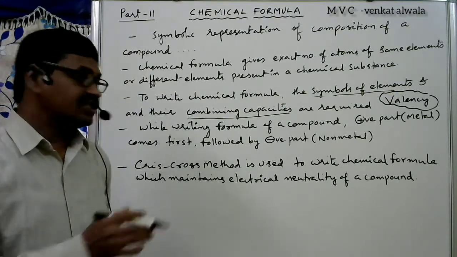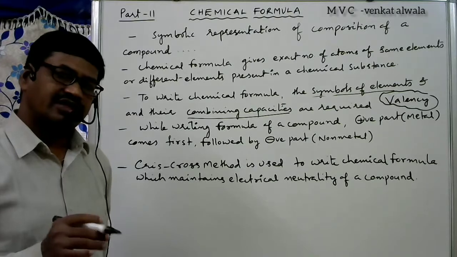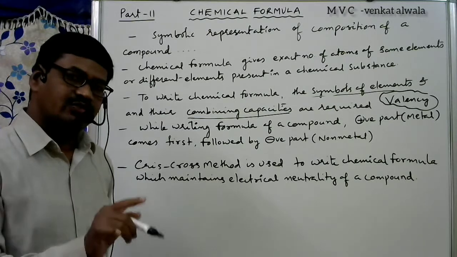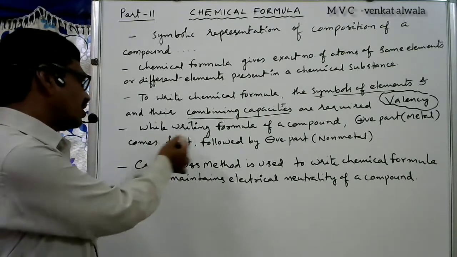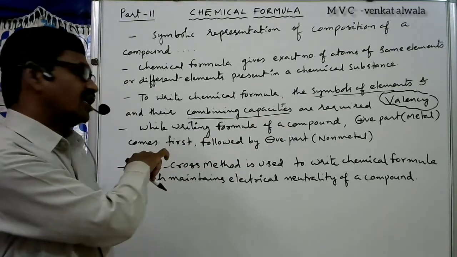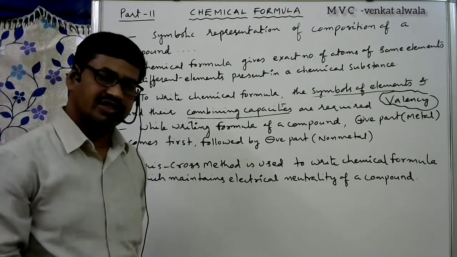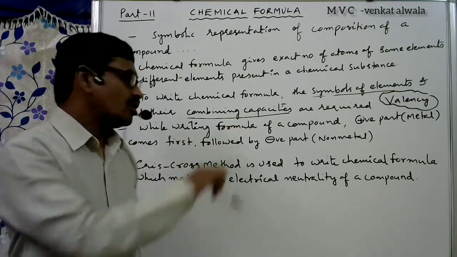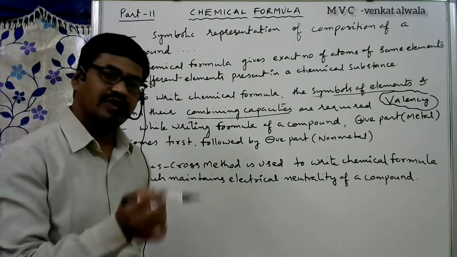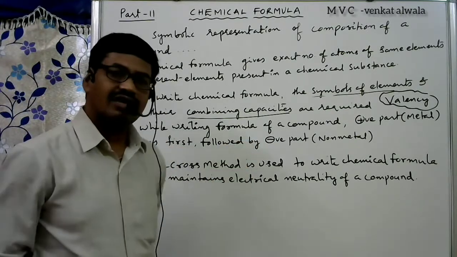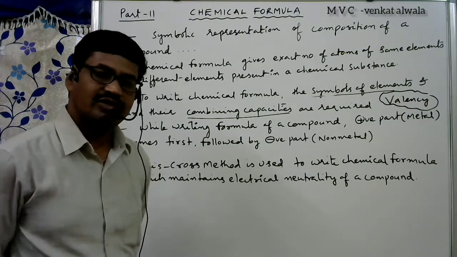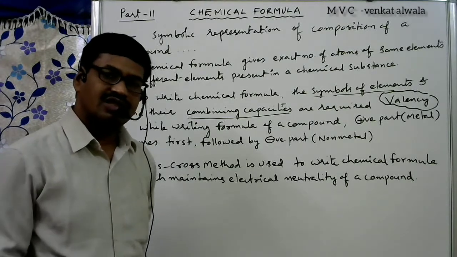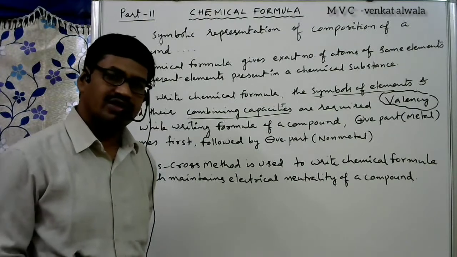Okay, if you see any compound, always the positive part will be first and the negative part comes next. So while writing the chemical formula of a compound, the positive part, otherwise metal, comes first. Generally metals are electropositive, we have discussed it. Non-metals are electronegative. So the positive part, that is metal, comes first, followed by the negative part, which is nothing but non-metal. You know, sodium chloride. Sodium chloride means what? NaCl. In NaCl, sodium is electropositive and Cl is electronegative. Sodium is the positive part, chlorine is the negative part.